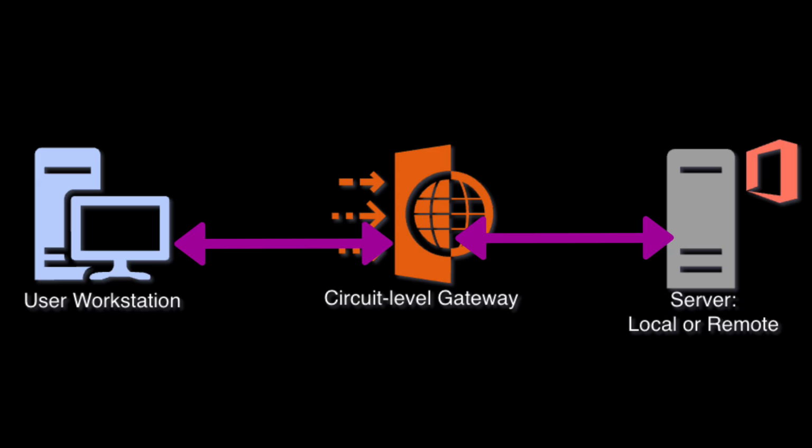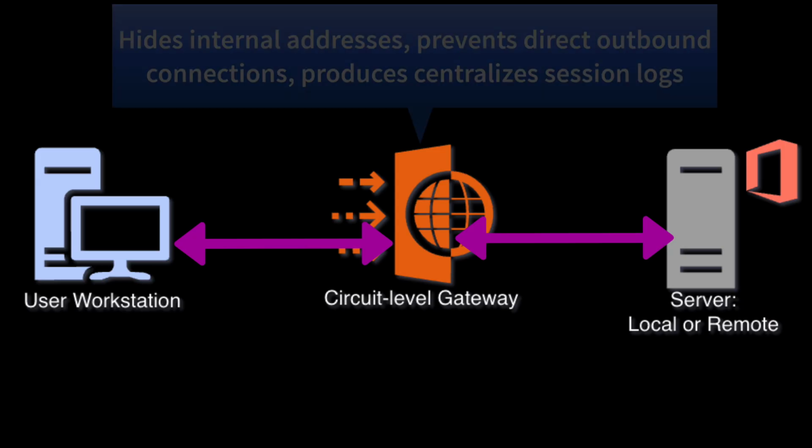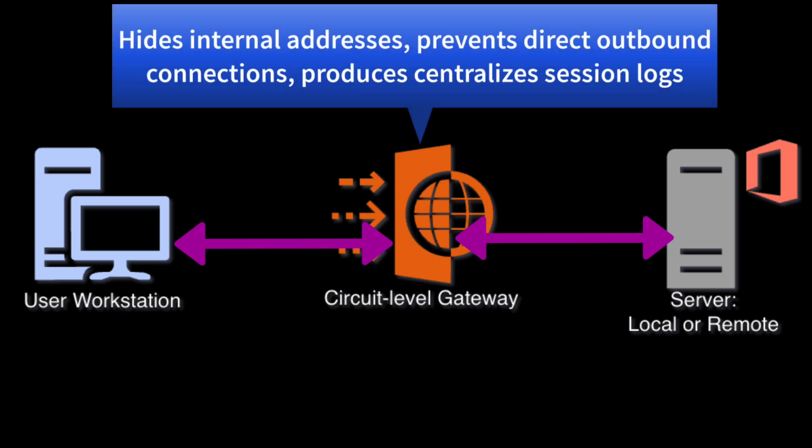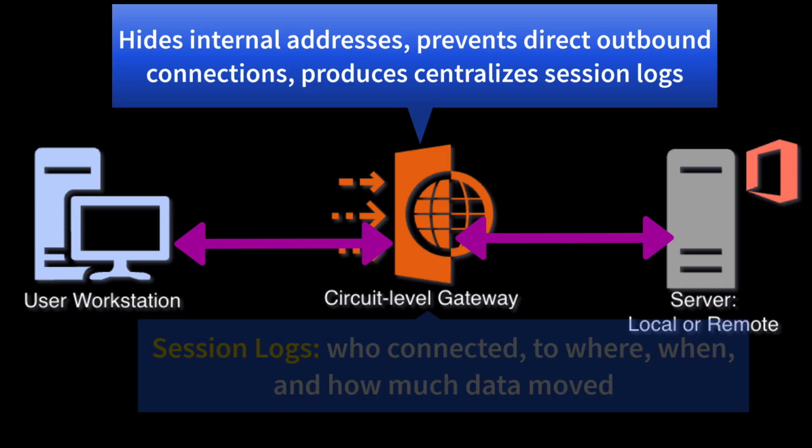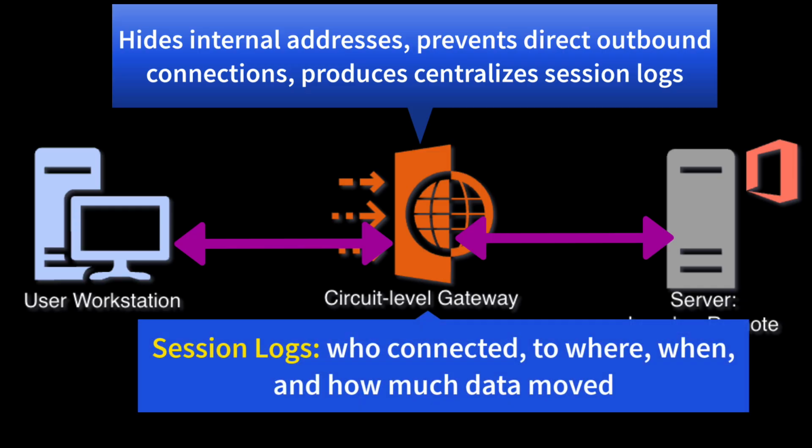Because it's not typically parsing application payloads, it won't naturally block a malicious URL the way an application gateway could. But it still provides strong security value. It hides internal addresses, prevents direct outbound connections, and produces centralized session logs: who connected, to where, when, and how much data moved. That's great for detecting suspicious egress patterns.